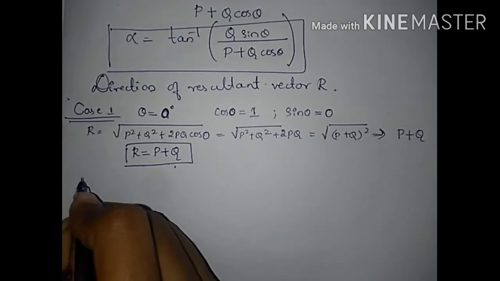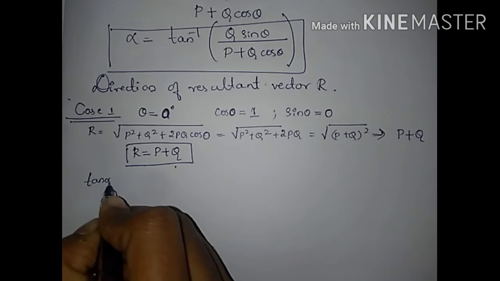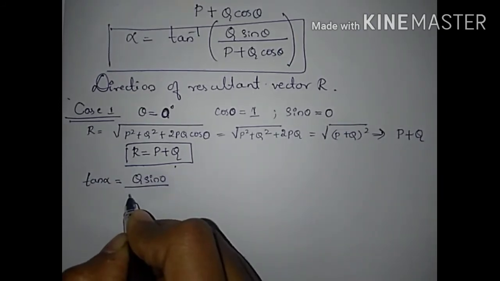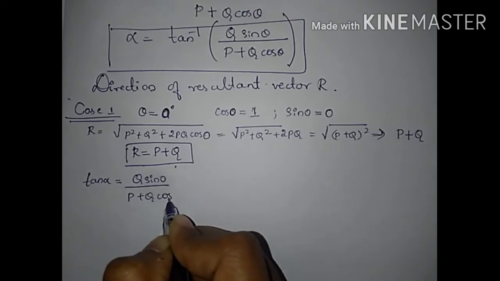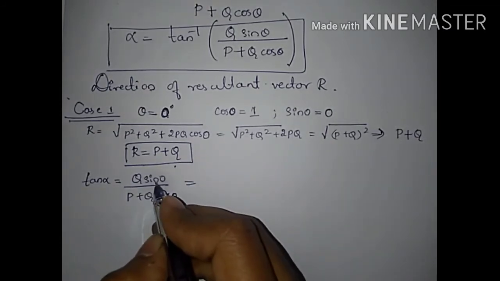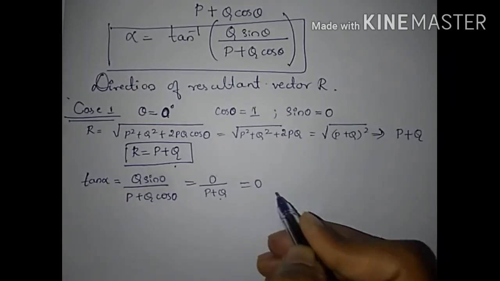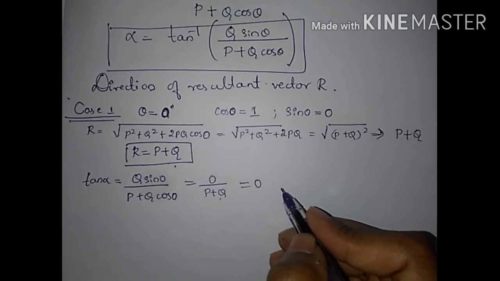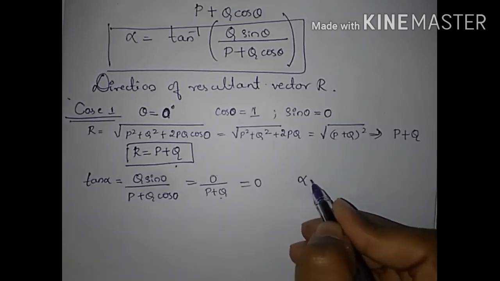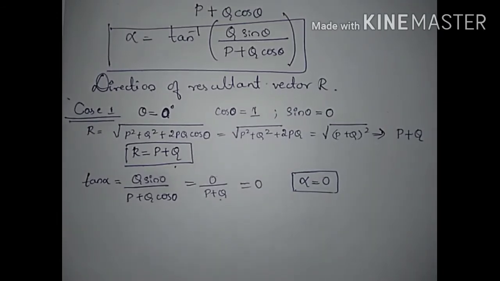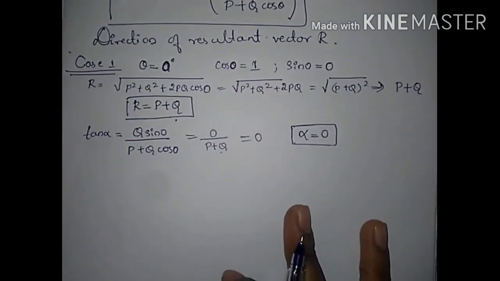Now let us find tan alpha. Tan alpha is Q sin 0 divided by P plus Q cos 0. Since sin 0 is 0, it is 0 by P plus Q, and 0 by anything is 0. So alpha is equal to 0. That means the resultant vector points in the direction of the given vector. So this is case 1.